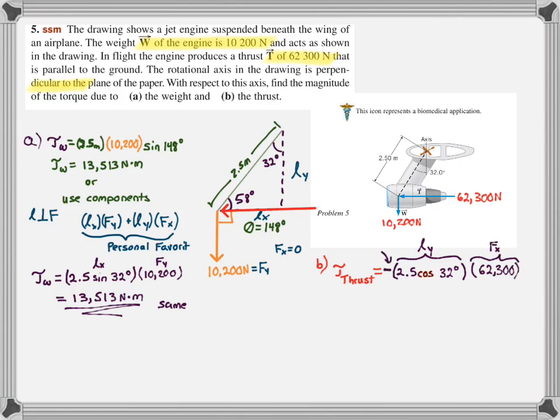And then 2.5 cosine 32. We make sure that it's negative because if we look at the force, it's going to make the wing move clockwise around the axis, meaning it's a negative torque, so we've got to include that in the direction of it. Then we multiply it together, and the torque caused by the thrust is negative 132,083 newton meters. Done.